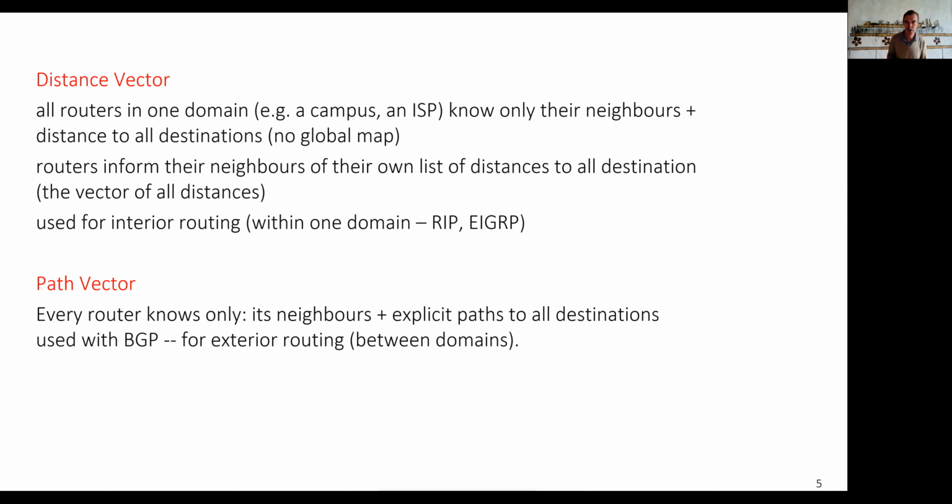So with distance vector, the only additional information we need is in the routing table, not just how we go there, but what's the distance to that. So this is compressed information, much, much less information. You know only locally what you have to. Then routers inform the neighbors of their own list of destinations and the distances they have to all these destinations. This is called the vector of all distances.